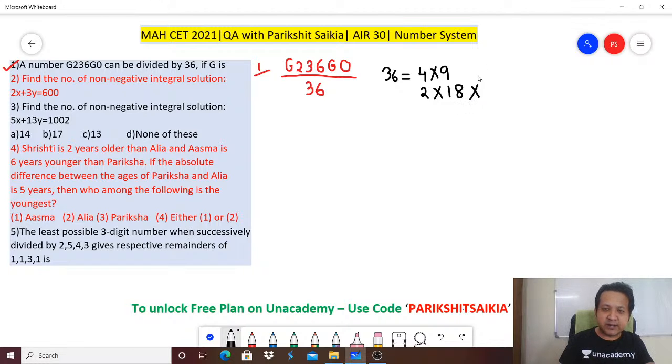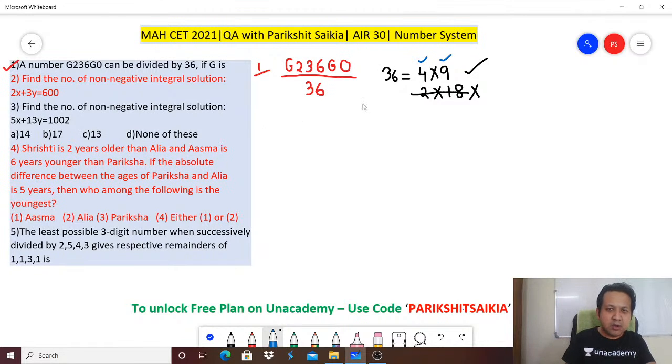If you see 36, 4 and 9 is the correct way of breaking, because 4 and 9 do not have any common factor. But if you break it as 2 into 18, 2 and 18 have a common factor 2, so you cannot break it that way. The second one is incorrect. So it has to be 4 and 9. So what can you say? A number is divisible by 36 if it is divisible by 4 as well as by 9.